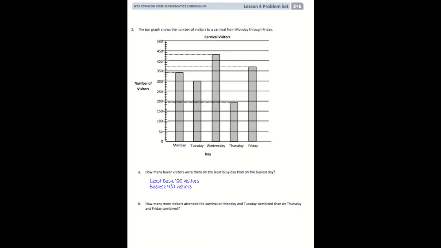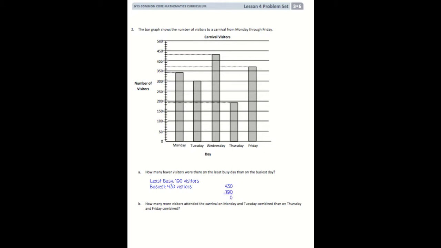So I've labeled those. Least busy, we had about 190. And if you notice that little dotted line going through, it's so close to the line to the 200, but there's still that tiny little space. So that's 190. And then our busiest day would be 430. And if you notice these little notches, those are counting by 10. So 400, 410, 420, 430. Same way down here. 150, 160, 170, 180, 190 for the least busy. And then up here, it would be 430 visitors for the busiest day.